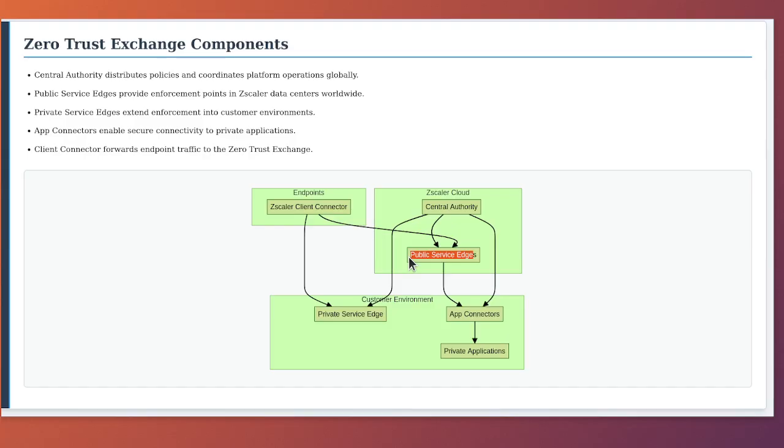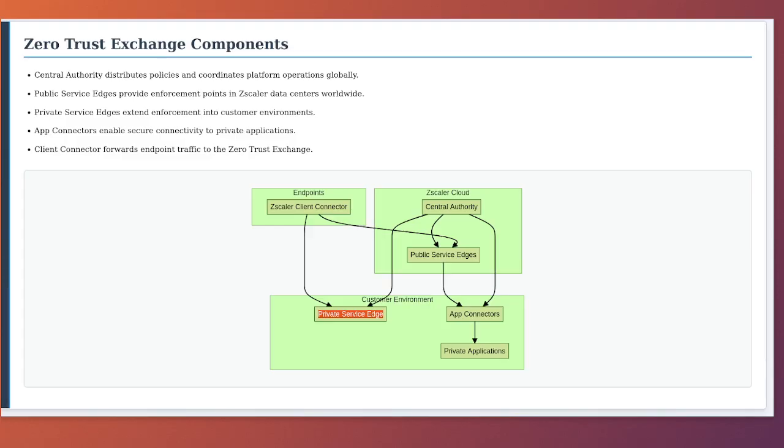The global distribution ensures low latency for users regardless of their location. Private service edges extend the Zero Trust Exchange into customer environments. These are virtual appliances that can be deployed in an enterprise data center or cloud environment. They are useful for scenarios where traffic should not leave the local environment, such as latency-sensitive applications or regulatory requirements.